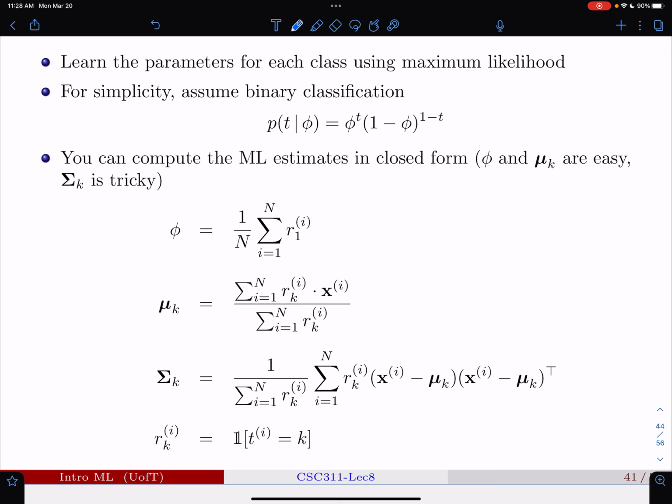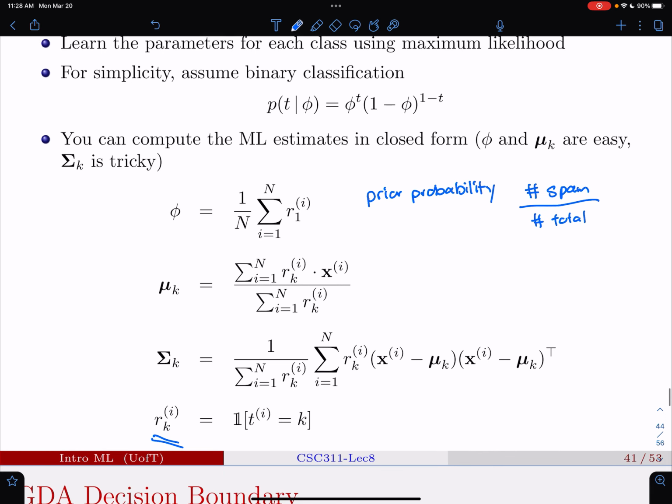So this phi represents the prior probability. And we calculate it as the number of observations of a given class over the total number of examples. So if we were doing spam versus not spam, it'd be the number of spam emails over the number of total emails. We're using this indicator notation at the bottom, r superscript i subscript k, to denote the ith example and which class it's part of. So it's going to be a 1 if it's part of class k, and 0 otherwise.